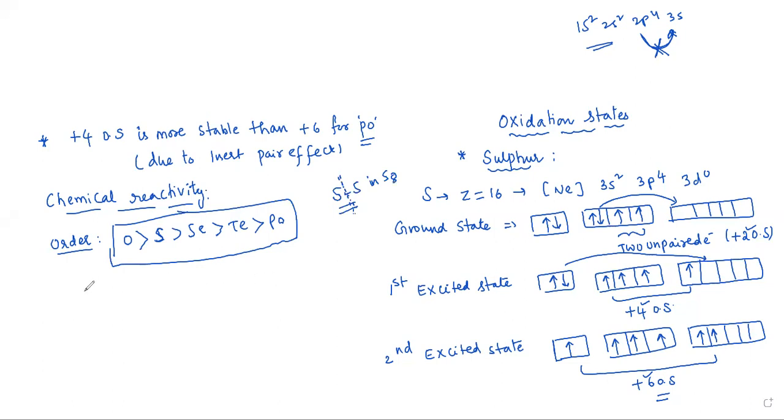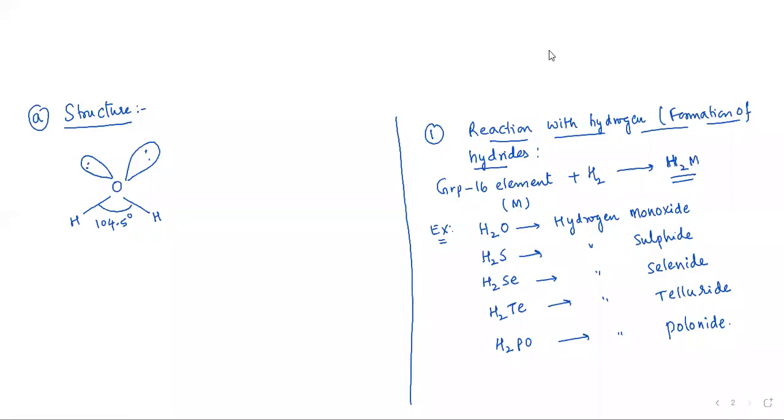So that reactivity can be explained in terms of, once again, hydrides, oxides, and halides. These are the three types of compounds we have: hydrides, oxides, and halides. Okay, so copy it, and we'll talk about the first reaction, that is with hydrogen.